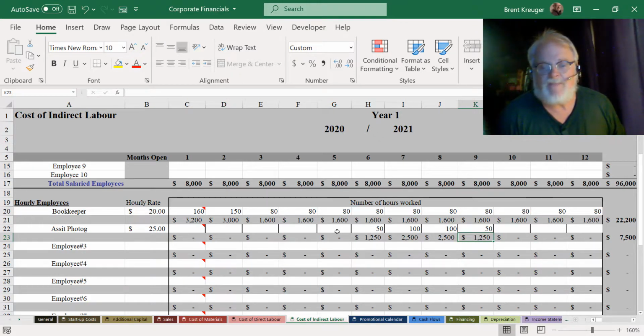So any questions? Like I said, this is probably one of the easiest sheets that there is to do.